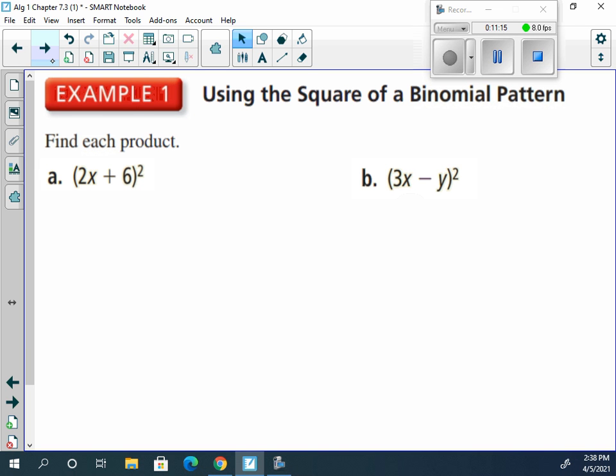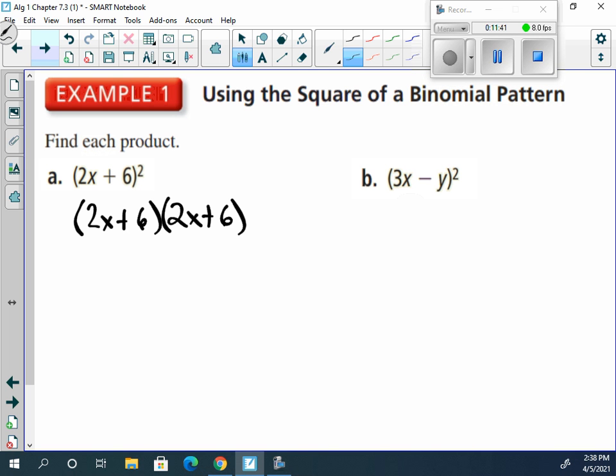Do we want to look at another set of these? Sure, which one do we want to look at? Which one felt harder to do, the one with one variable or two? We can do either one. We can do both of them. But you want to just do both. So 2x plus 6 times 2x plus 6.